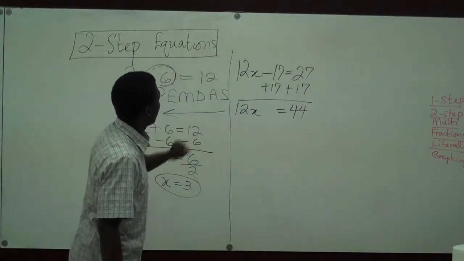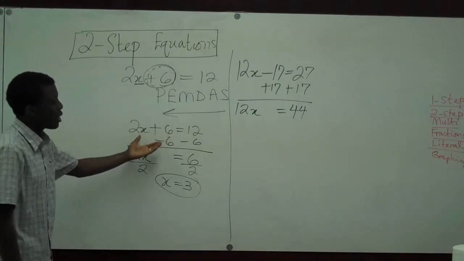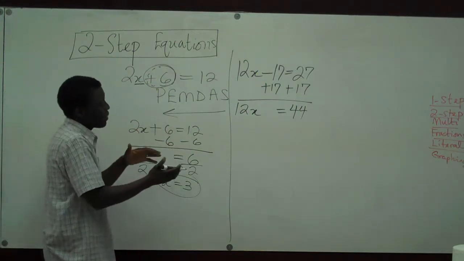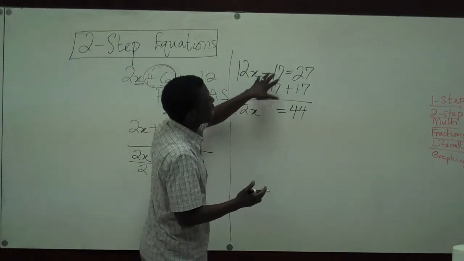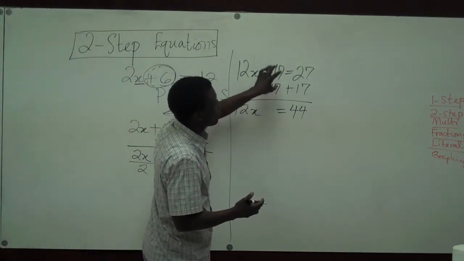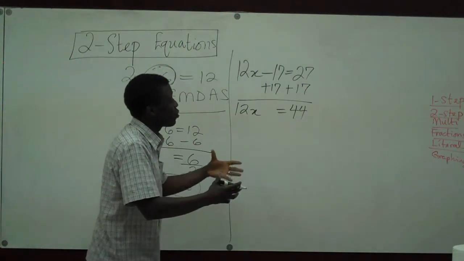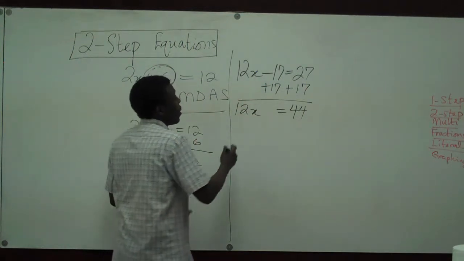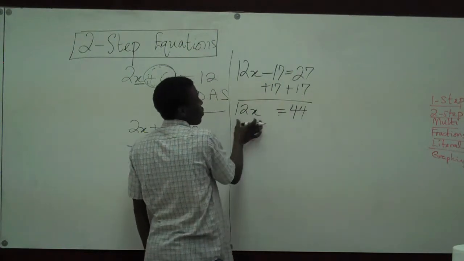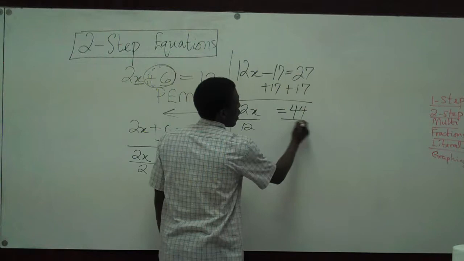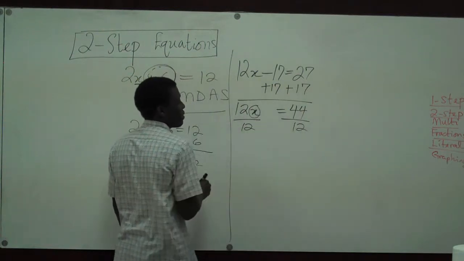So I've added 17. I subtracted 6 before because it's the inverse operation. Positive 6, negative 6. Here, I'm adding 17. When I add 17 to a negative 17, the inverse property of addition, it gets rid of that negative 17. Okay, so now I have 12x is equal to 44. And so I divide both sides by 12, so I can get to the x.